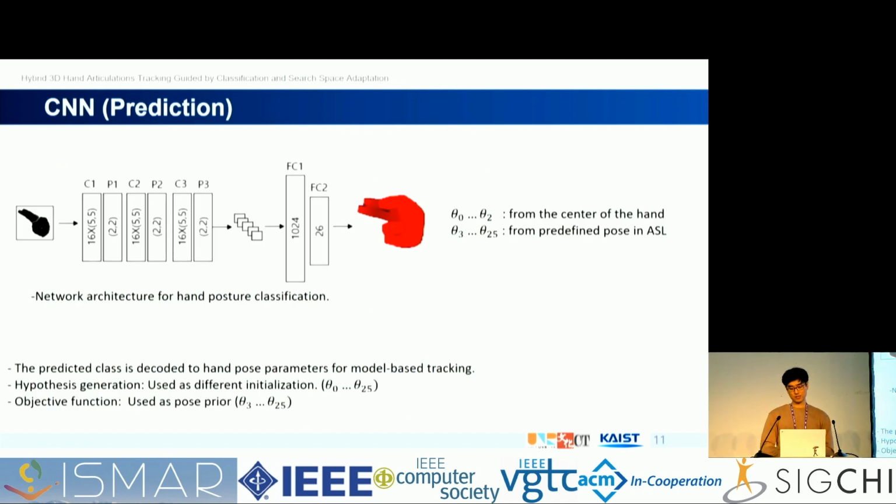The output of the CNN is a discrete posture rather than hand articulation parameters. So we should decode the CNN estimates to pose parameters. The translation parameters follow the center of the hand, and the rotation parameters are obtained from a representative pose in our American Sign Language dataset. Finally, the decoded pose will be used in additional hypothesis generation and the objective function.